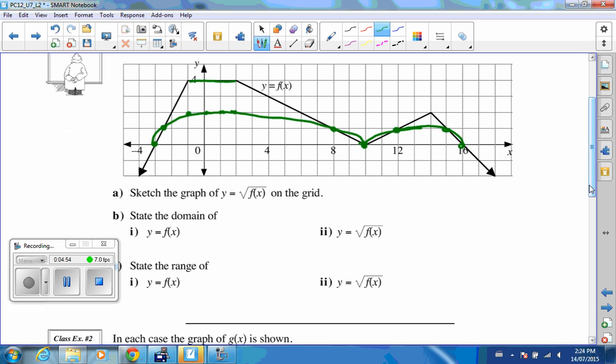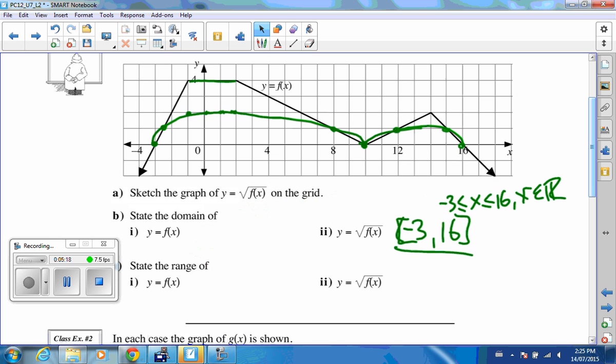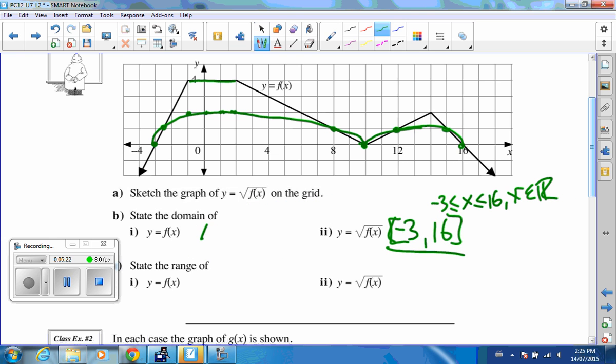So the domain would just be between -3 and 16. Or again, I could go -3 is less than or equal to x is less than or equal to 16. x is an element of the reals. But because I'm lazy, I'm just going to use interval notation. Oh, shoot. Anyway, that's that. The square root of this is just x is an element of the reals.